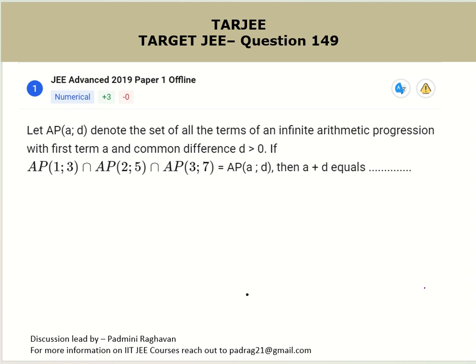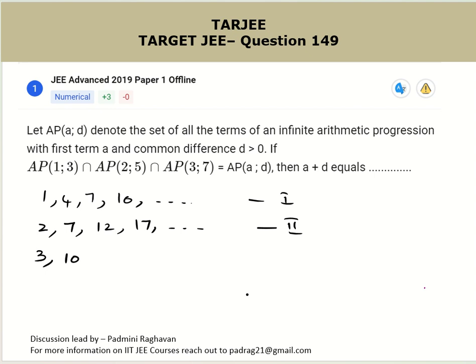A simple question. So let's write the first AP. It looks like 1, 4, 7, 10 and so on. This is the first AP. The second AP is 2, 7, 12, 17, etc. This is the second arithmetic progression. The third one will look like 3, 10, 17, 24 and so on.